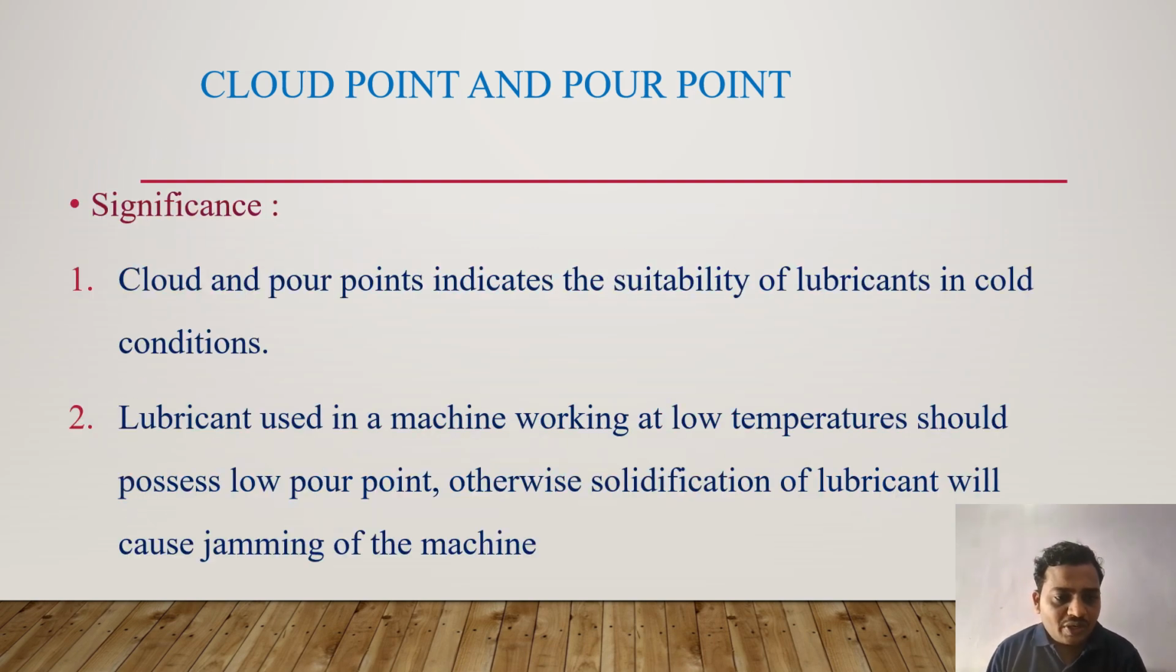So, the importance of cloud point and pour point. Cloud point and pour point will indicate whether that lubricant is suitable to use in the cold conditions. Lubricants which are used in machines which work at very low temperatures should have low pour point. Otherwise, that lubricant will become solid and it will cause the machine to jam. So, cloud point and pour point will indicate whether that lubricant which we are using is suitable to use in the cold condition.